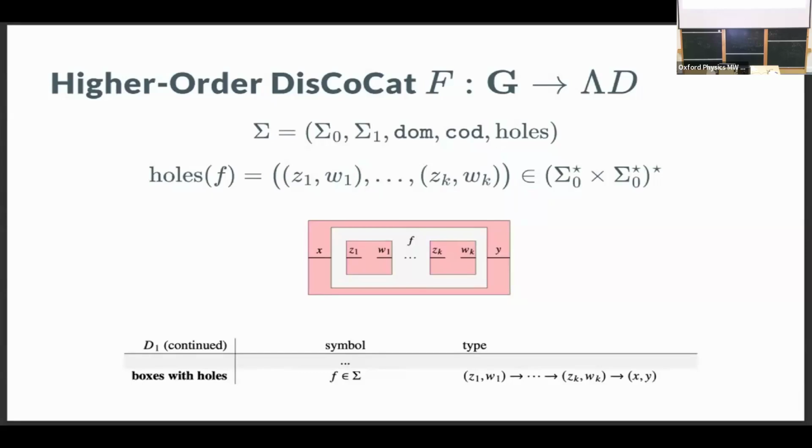So that would be just adding a new symbol to our syntax where each box F now comes with a bunch of holes that you can plug diagrams into. So this box F has holes for a diagram from Z1 to W1 and so on. And it's just going to be a new symbol in our free Cartesian closed category. So now we have lambda terms where some of the expressions are these boxes with holes.